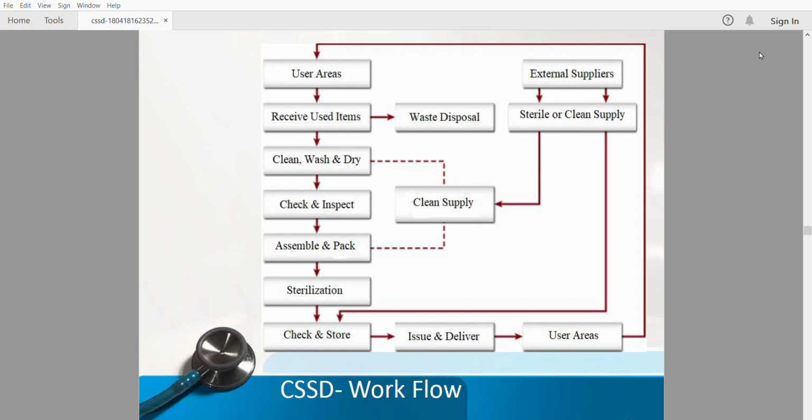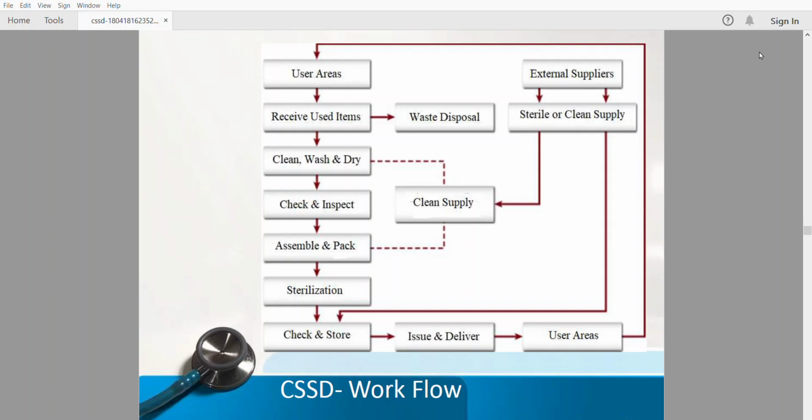The workflow starts with these arrows: user areas, receive used items, clean, wash and dry, check, inspect, assemble, pack, sterilize, check and store, issue and deliver to user areas. External supplies, being the sterile and clean supply, link to clean supply, and waste disposal.